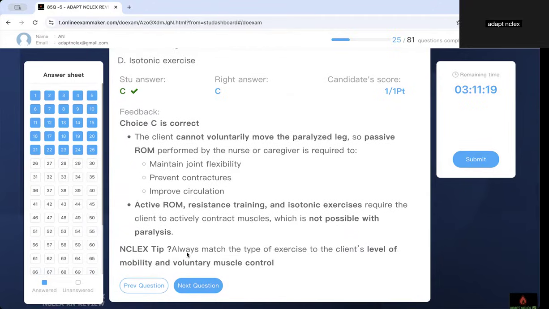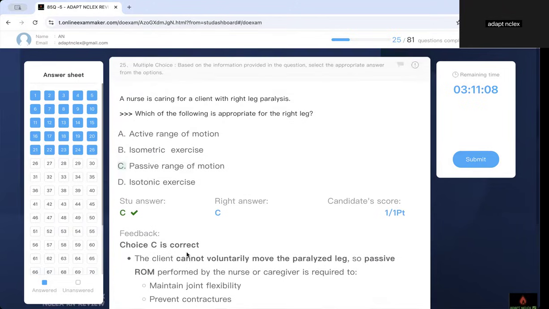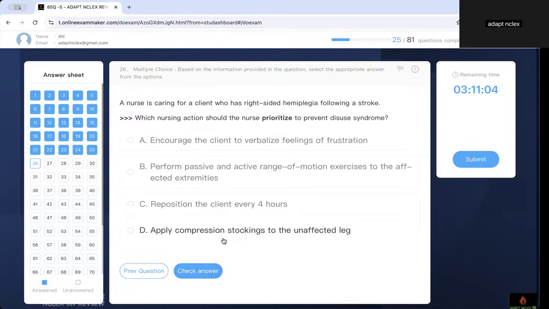And I say NCLEX steps always match the type of exercise to the client's level of mobility and voluntary muscle control. These are Adaptive Q-bank questions. They may be hard, but it's designed to make you pass. And this is caring for a client with what?